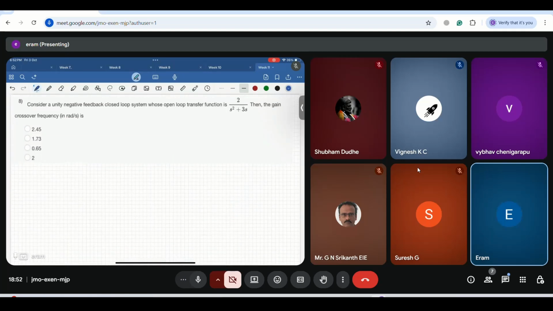Okay. So consider a unity negative feedback closed loop system with open loop transfer function as 2 divided by s square plus 3s. Calculate the gain crossover frequency. So we are asked to calculate the gain crossover frequency. First tell me what is gain crossover frequency?